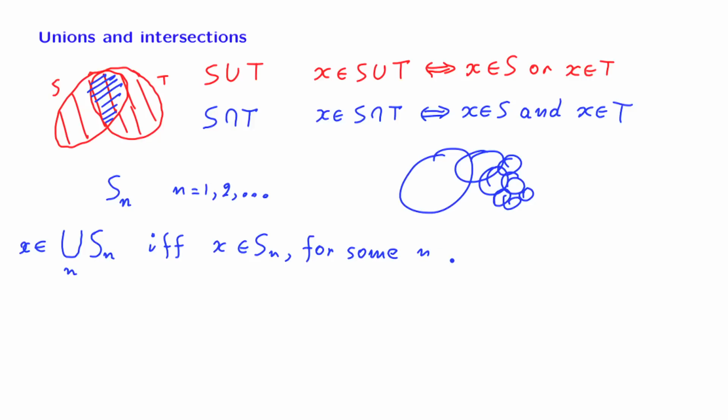We can also define the intersection of an infinite collection of sets. We say that an element X belongs to the intersection of all these sets if and only if X belongs to Sn for all n. So if X belongs to each one of those Sn's, then we say that X belongs to their intersection.